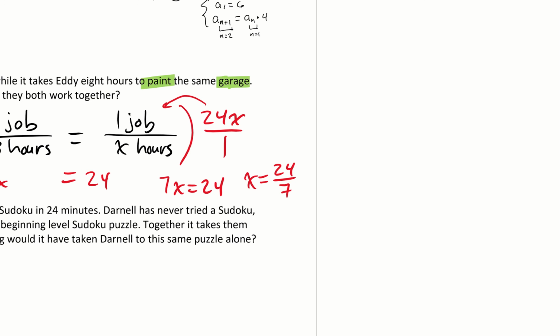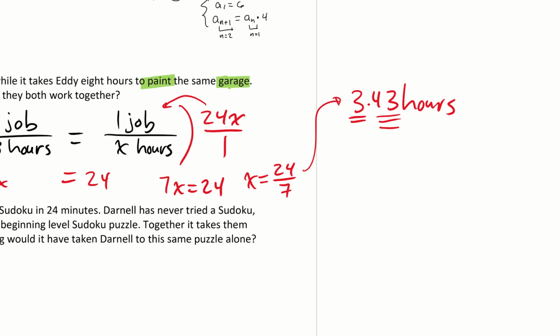So when I do this, I get 3.43 hours. So I know it's 3 hours and some number of minutes. Not 43 minutes, for heaven's sakes. It's 43/100ths of an hour.